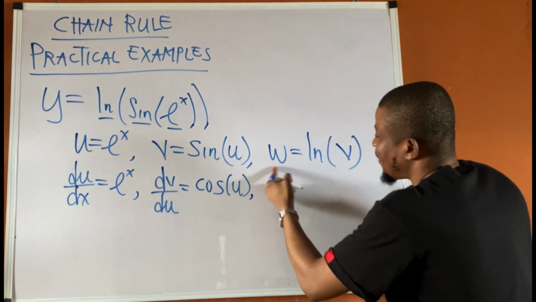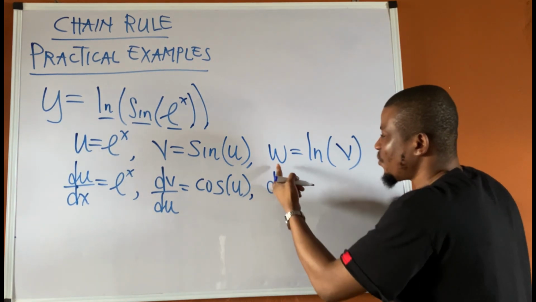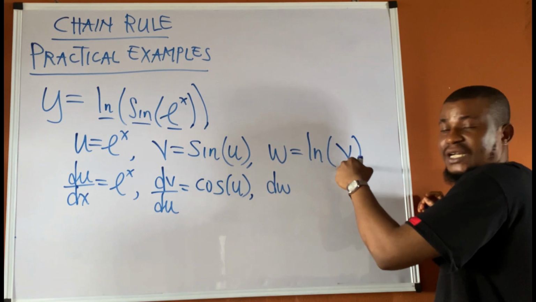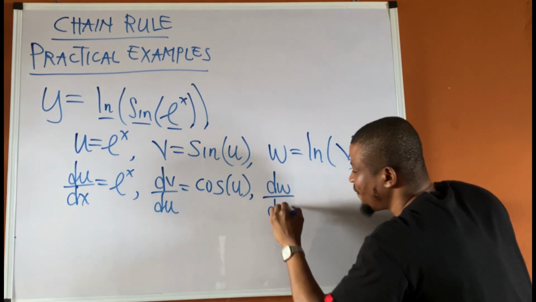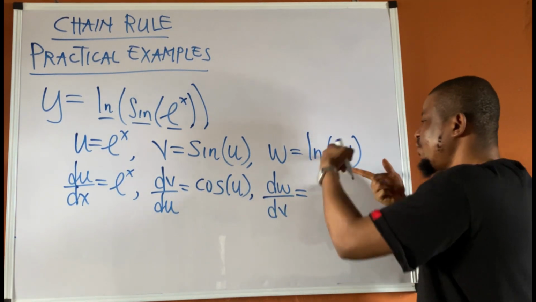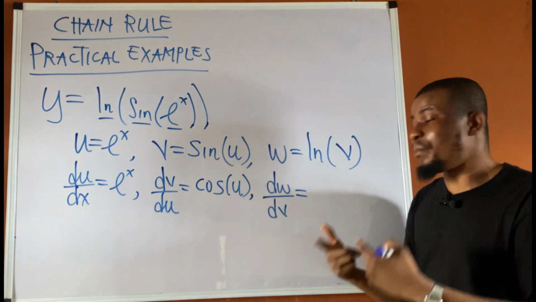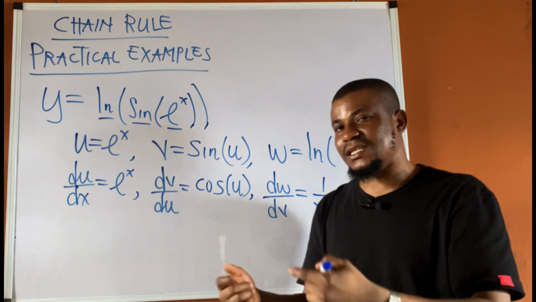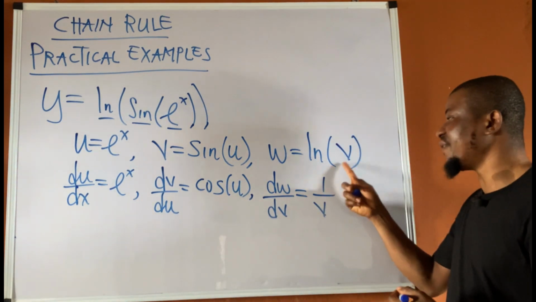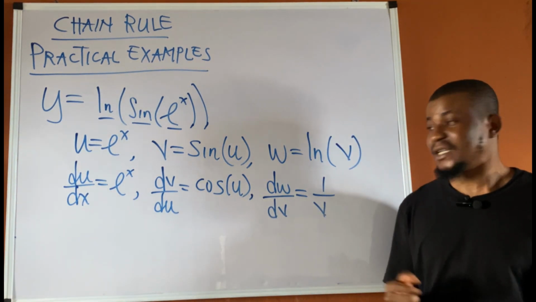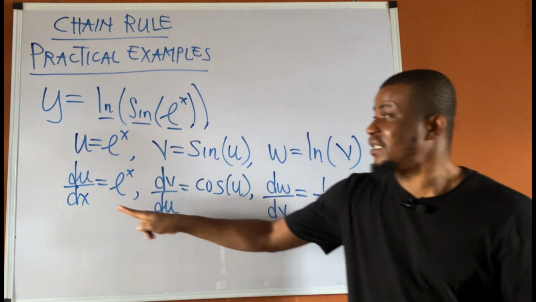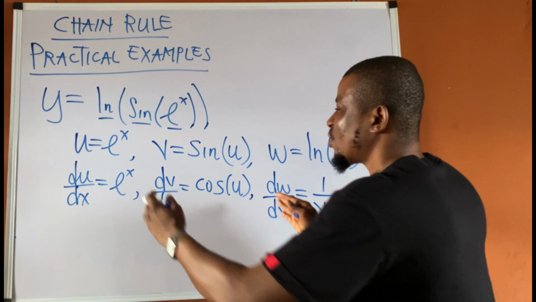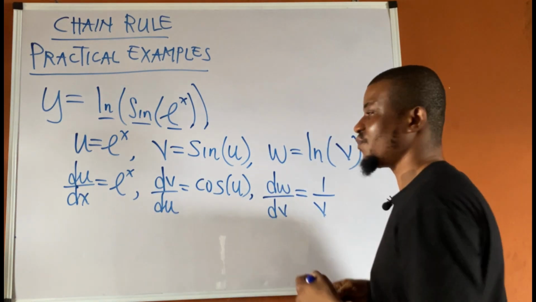Alright. So if I differentiate this, what am I going to differentiate this with respect to? I'll differentiate with respect to v because it's a function of v, right? So dw/dv: ln v will be 1 upon v. Because if you differentiate ln x, it's 1 upon x. So if I differentiate ln v, it will be 1 upon v. And these are our derivatives. Next is to find dy/dx. To find dy/dx, we'll simply multiply all these derivatives we've made.